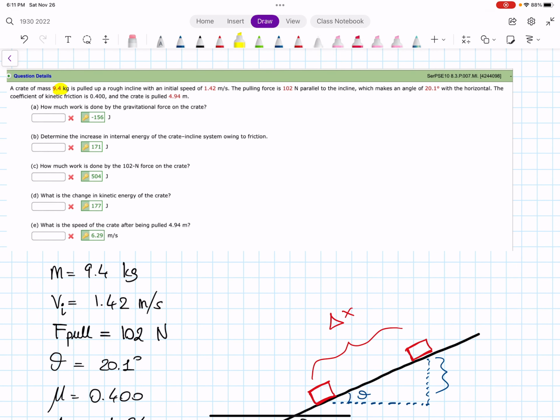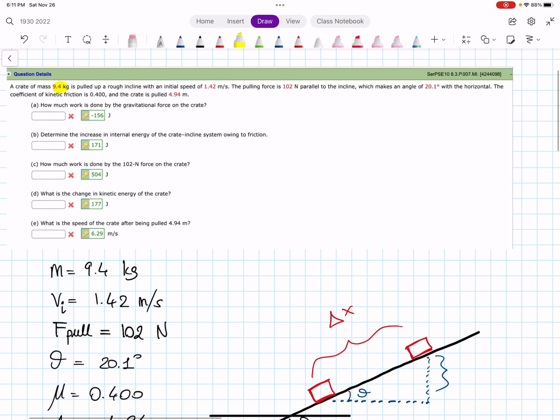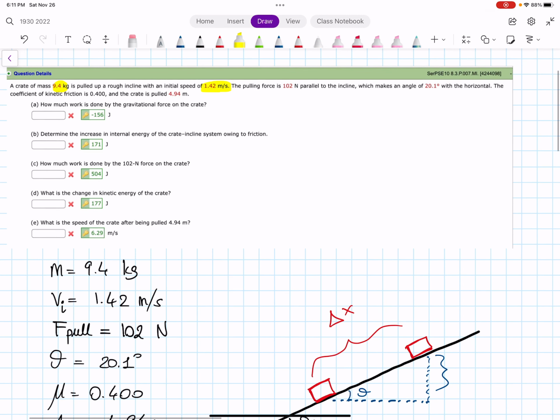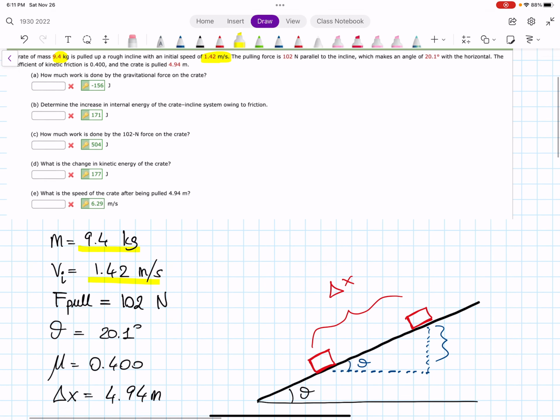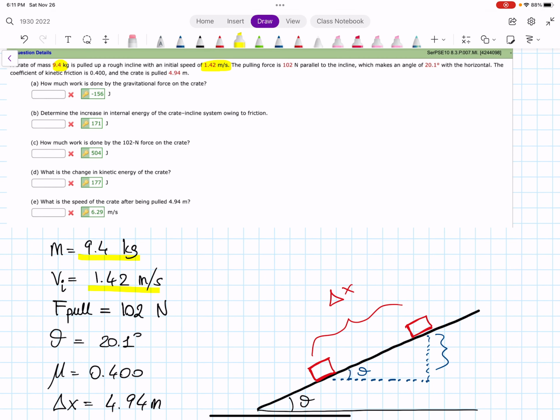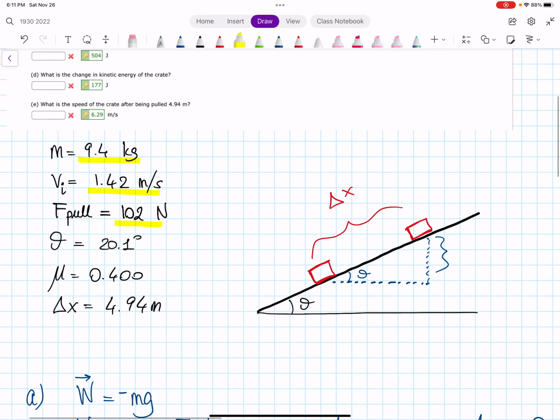The question says a crate of mass 9.4 kilogram is pulled up a rough incline with an initial speed of 1.42 meters per second. Write these values down. The mass is 9.4. The initial velocity is 1.42. The pulling force is 102 newtons parallel to the incline, which makes an angle of 20.1 degrees with the horizontal.